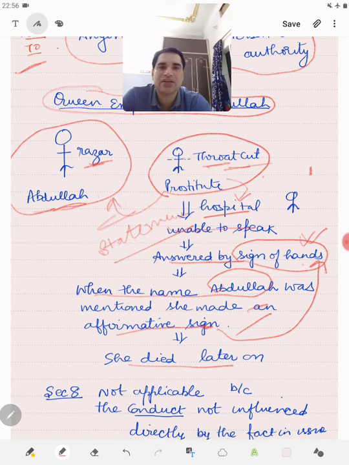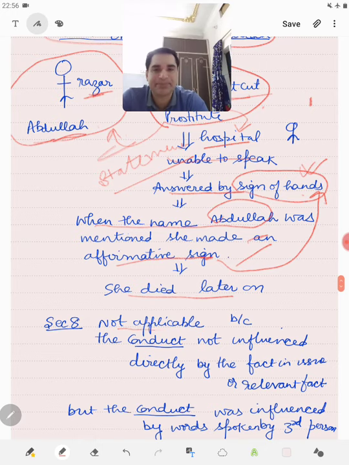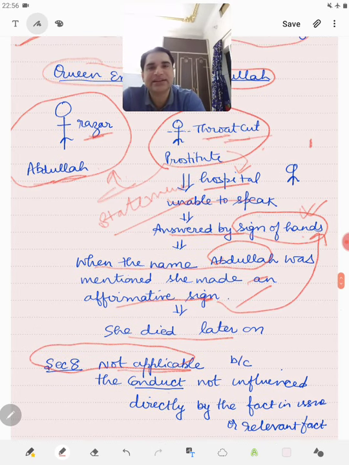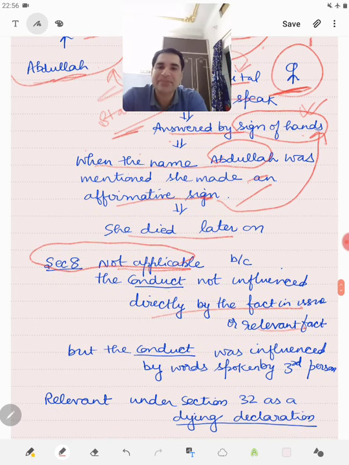Now the court held that it is not applicable. Why is it not applicable? Because the conduct is not directly influenced by a fact in issue or relevant fact. Rather, it is prompted by the question of a third person. Therefore, this statement is not relevant under Section 8 because it is not influenced directly by a fact in issue or relevant fact. It may be relevant under Section 32 as a dying declaration.